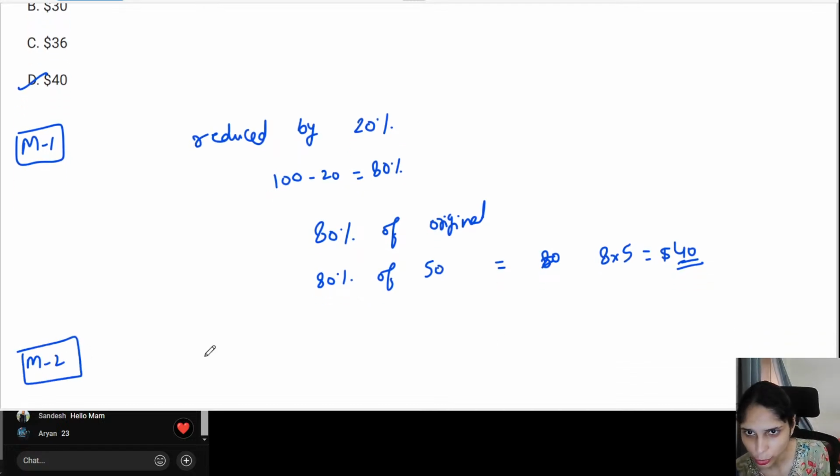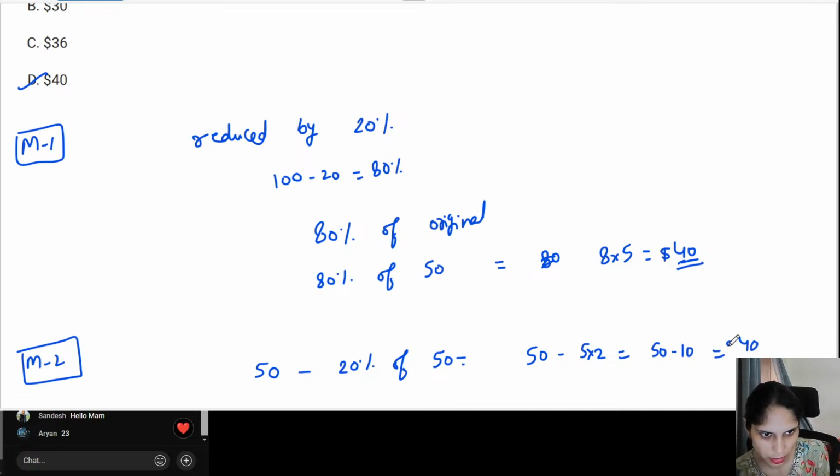Second method, like I told you, what they can do, they will do 50 minus 20% of 50. Now 50 minus 5 times 2 is 10. You can also use decimals, but this was an easy question. So you can do both the methods, because they are reducing by, so you will subtract. Whichever method you like, you can use it.